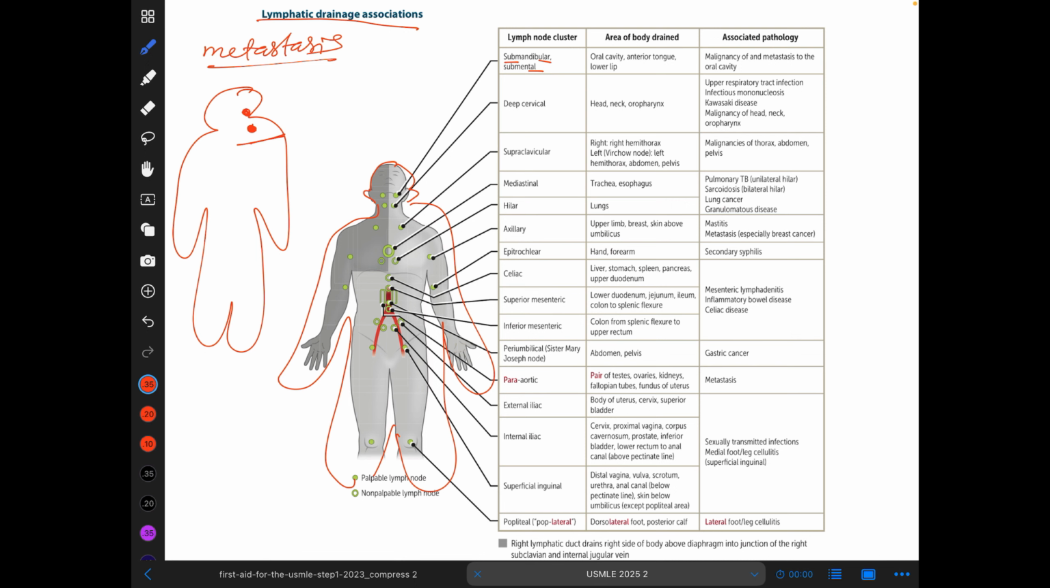These are the clavicles, and above the clavicle there is a lymph node. It will be supraclavicular. This is the mediastinum, and any lymph node in the mediastinum will be a mediastinal lymph node. There is the hilum of the lungs, and those lymph nodes will be hilar lymph nodes.